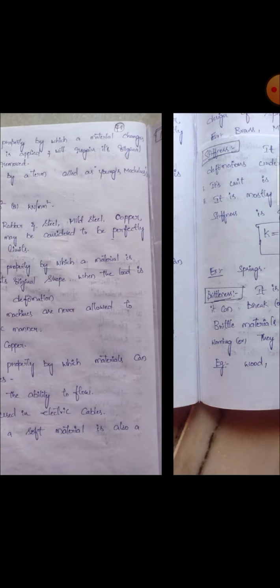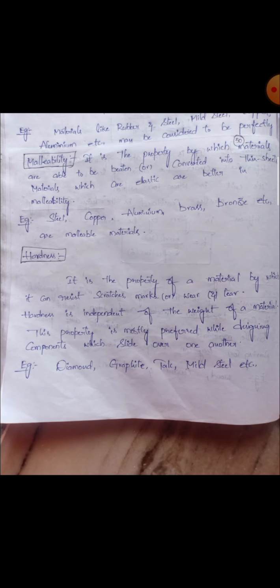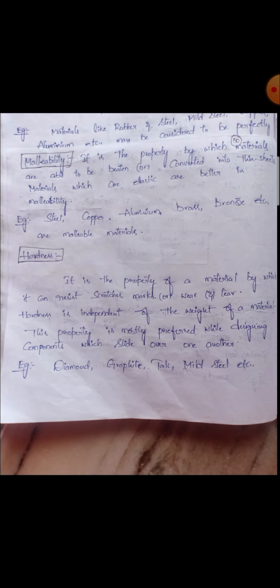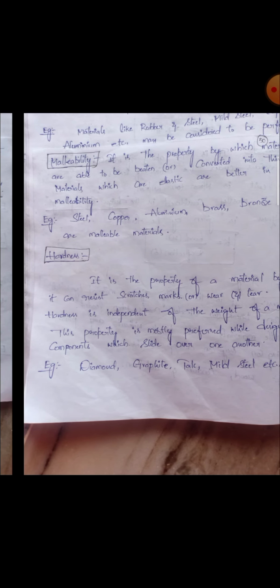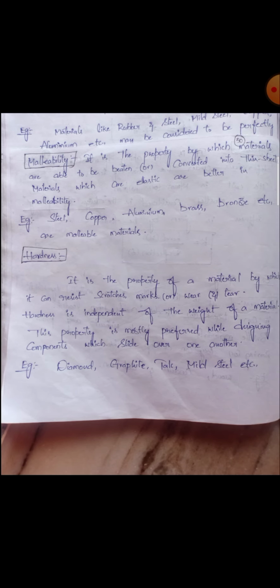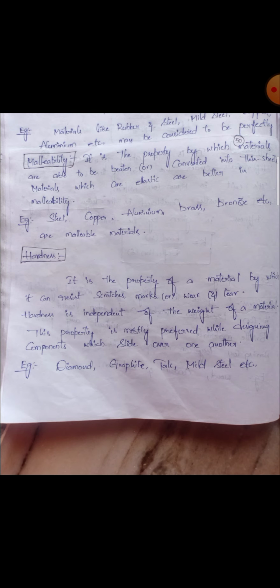So coming to malleability, it is the property by which materials are able to be beaten or converted into thin sheets. So here a material will be converted into thin sheets. Materials which are elastic are better in malleability. So a material with elastic nature has a better malleability property. Examples for malleability are steel, copper, aluminium, brass, bronze, etc. These are the malleable materials.